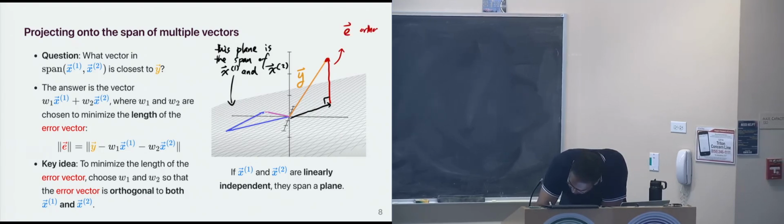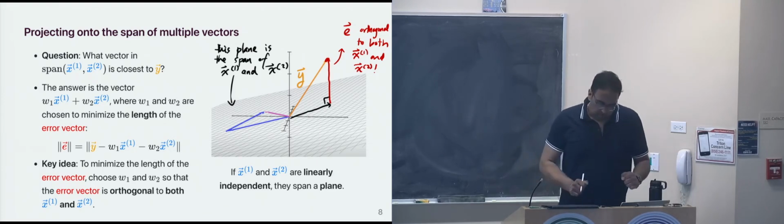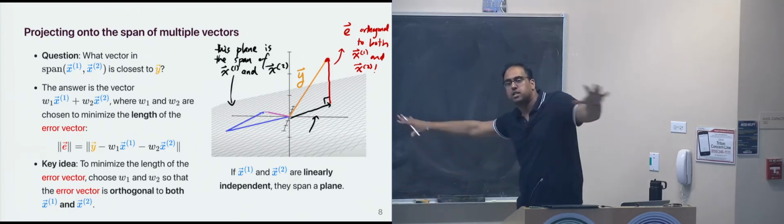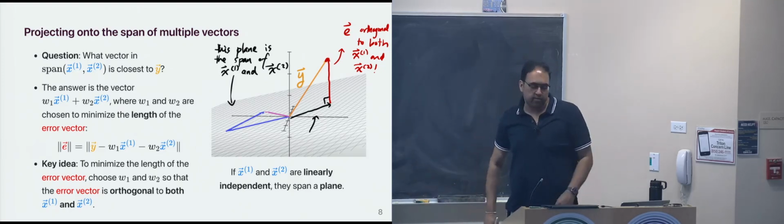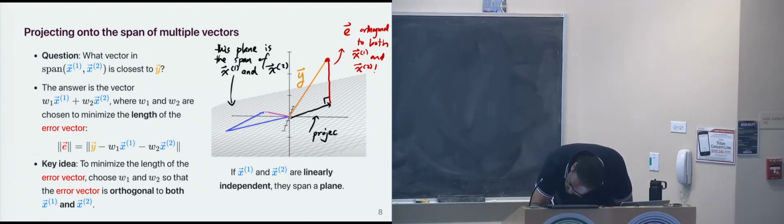And it's orthogonal to both x1 and x2. Which means it's orthogonal to the entire plane spanned by x1 and x2. This vector then, this shadow of y, when you cast it onto this plane of combinations of x1 and x2, that is the projection. And it's of the form w1 star x1 plus w2 star x2.